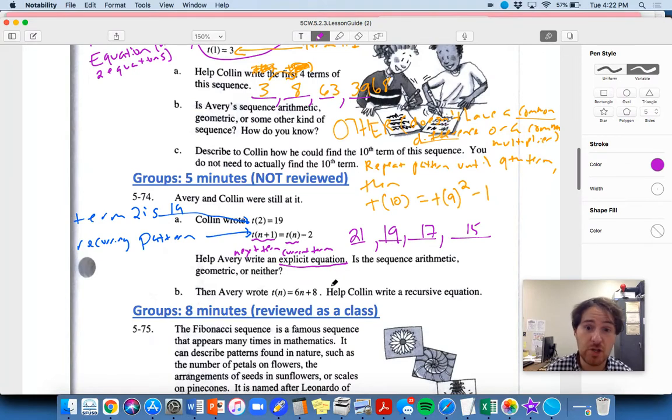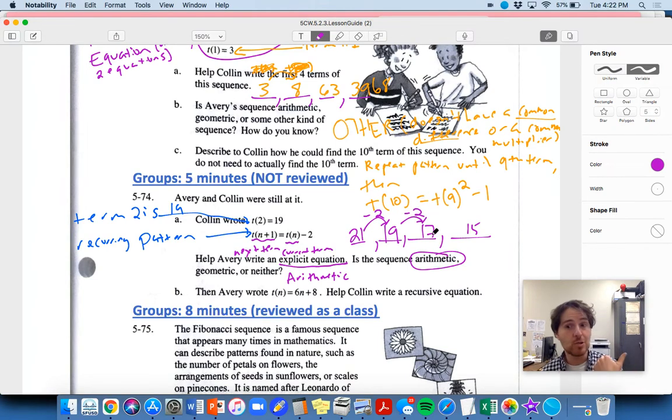Remember, explicit equations are in this form for arithmetic sequences, okay? So it's arithmetic. Why? It has a common difference, a common difference of minus 2, subtracting 2 each time the sequence has a new term. The new term is 2 less than the previous term. Okay, it's arithmetic. So if I want to come up with an explicit equation, remember that's different than a recursive equation. I have to use what we did last week.